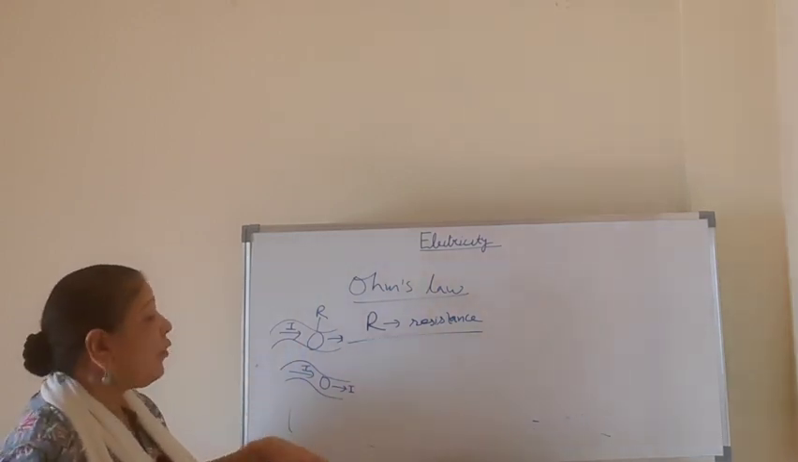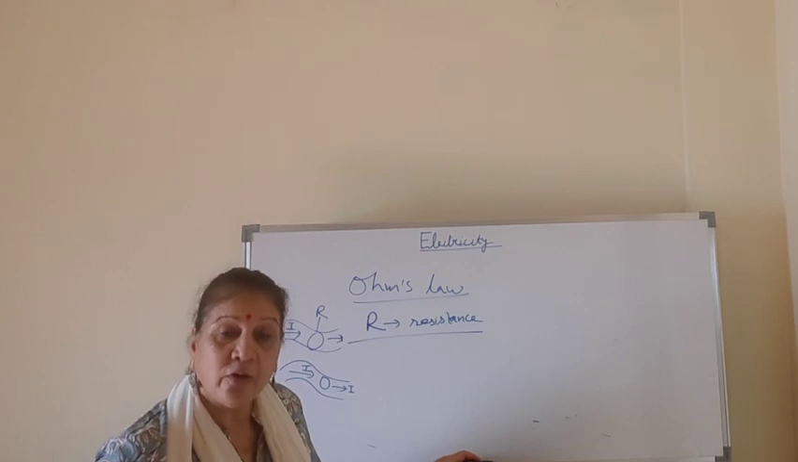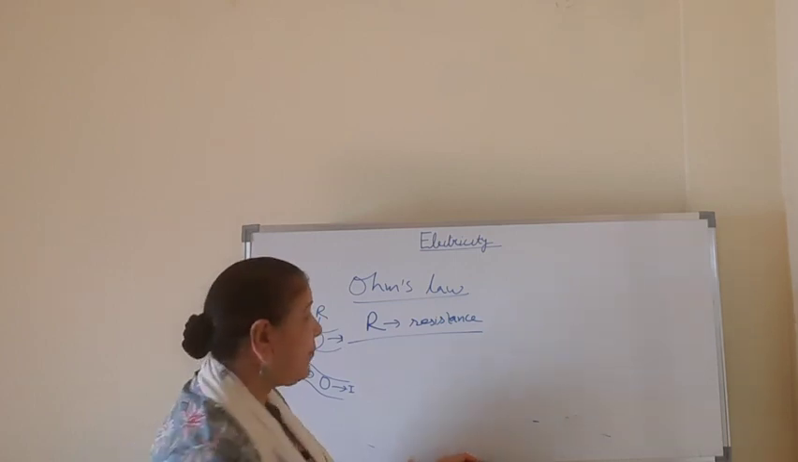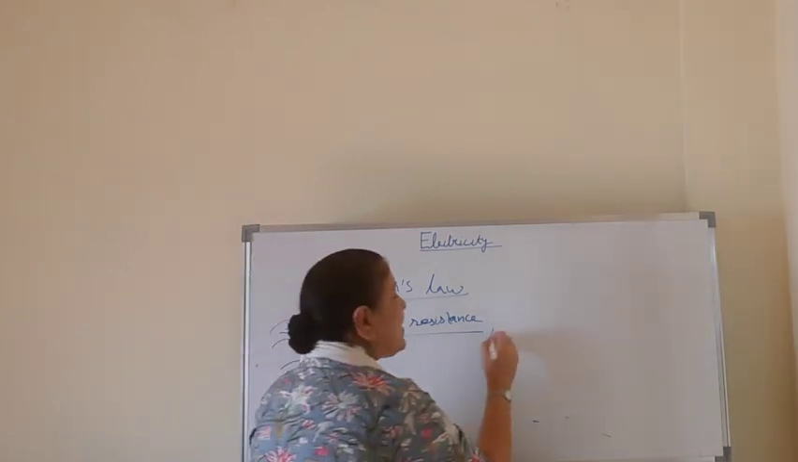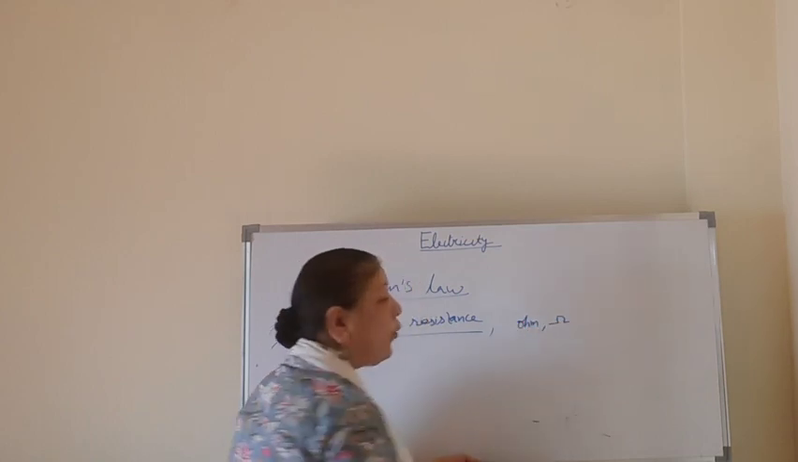So what is resistance? It is the obstruction or obstacle in the flow, or in the path, of electric current, denoted by R. The SI unit is ohm, or omega.